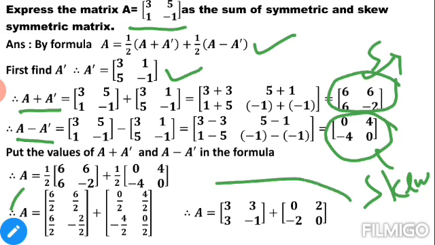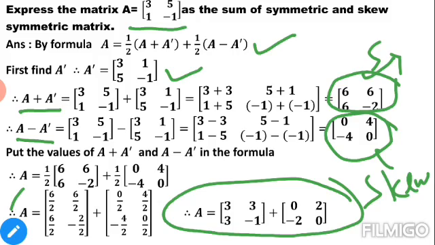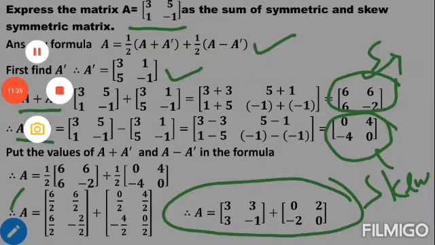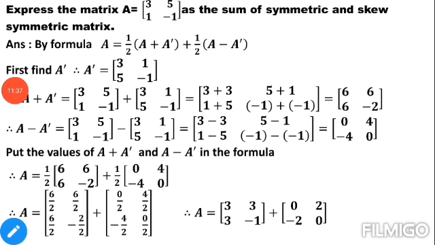This is the way that we have expressed the matrix. You can verify: if you add these, you are going to get your original matrix only. 3 plus 0 is 3, 3 plus 2 is 5, 3 minus 2 is 1, minus 1 plus 0 is minus 1. This way we have done it. Okay. Clear? So let's go ahead.